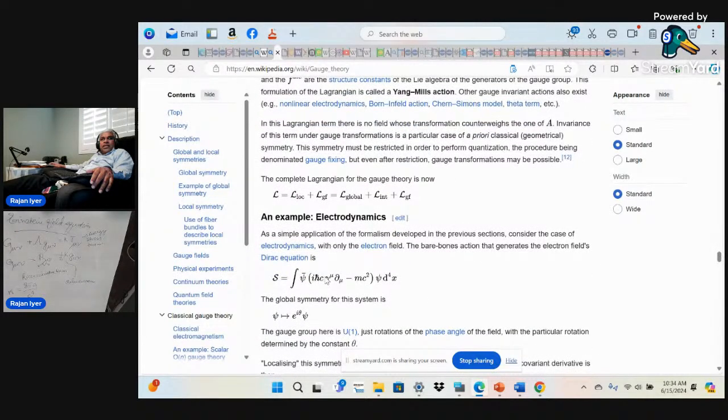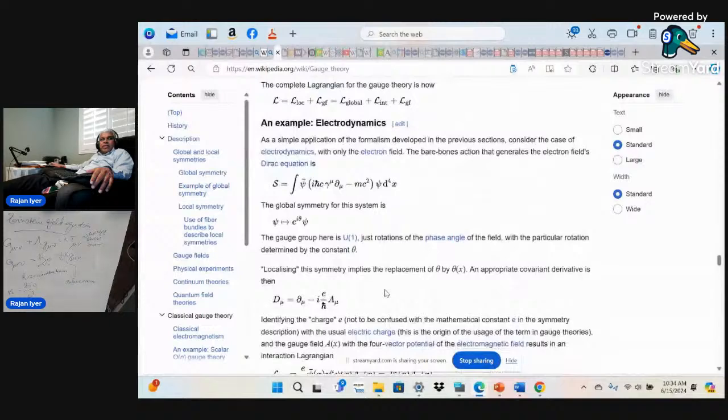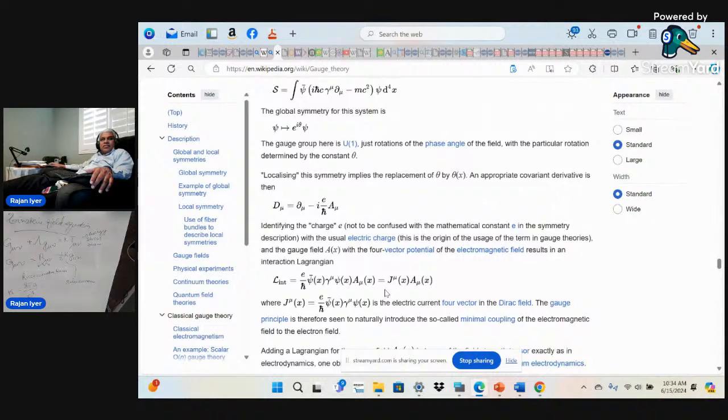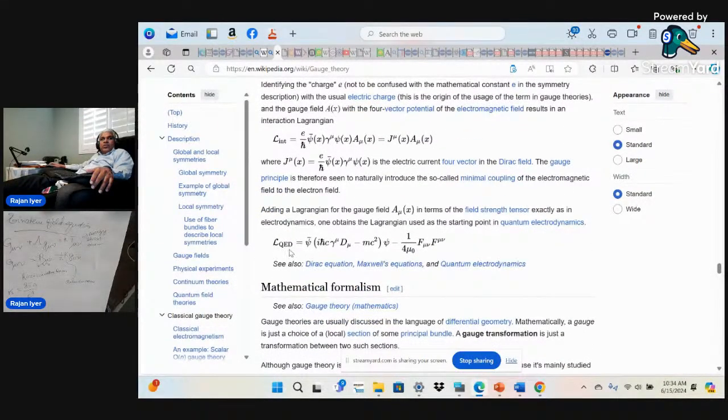Then the Dirac comes there. The action is written in terms of the Dirac equation. Right. And then that brings the quantum aspects, localizing the symmetry and all that. So there are a lot of things here.